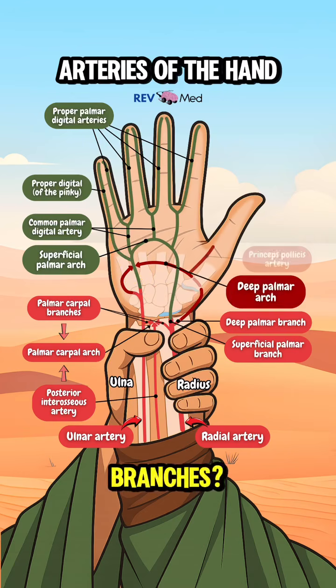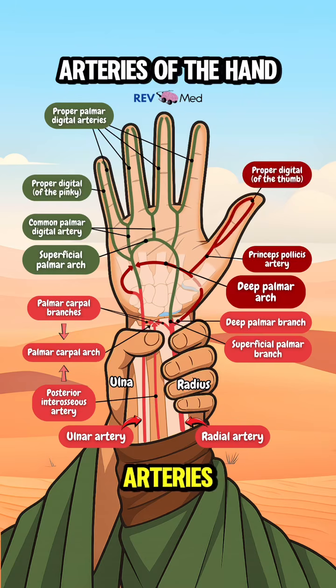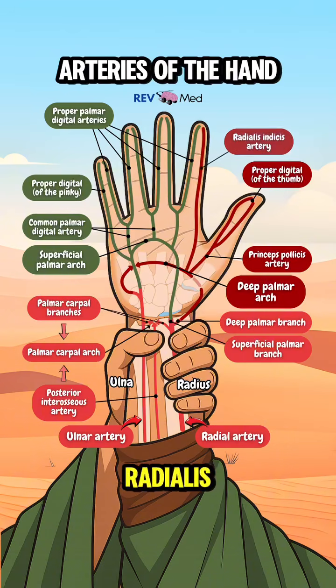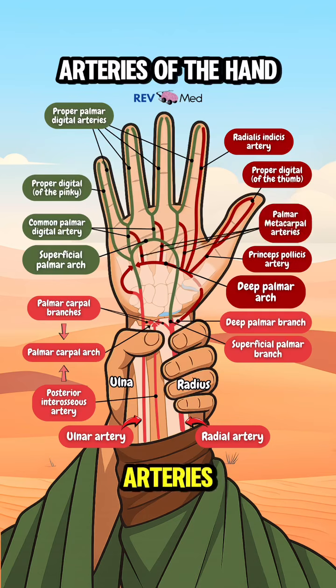Now what are the branches? First we have the princeps pollicis artery, which divides into proper digital arteries of the thumb. Next is the radialis indicis artery, which supplies the lateral side of the index finger. Then we have three metacarpal arteries, which terminate into the three common palmar digital arteries. And finally, at the base of the intermetacarpal spaces, the deep palmar arch gives off perforating branches.